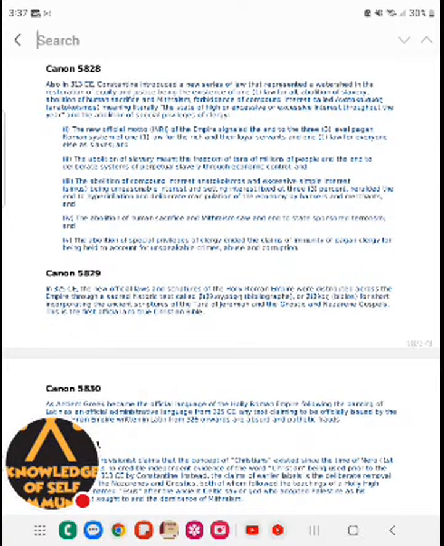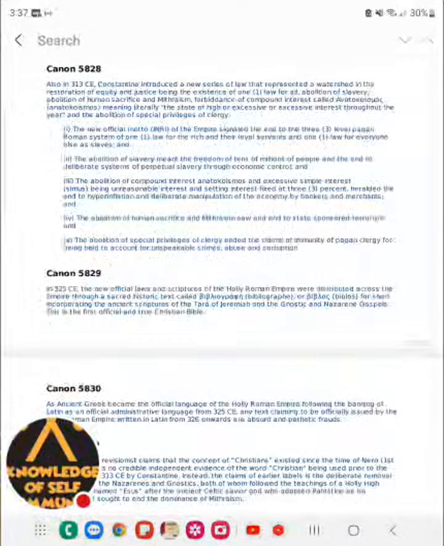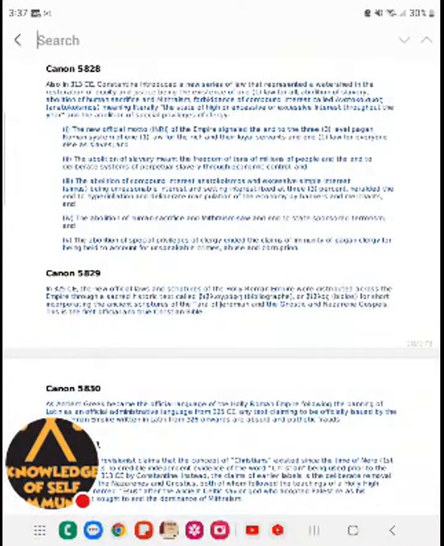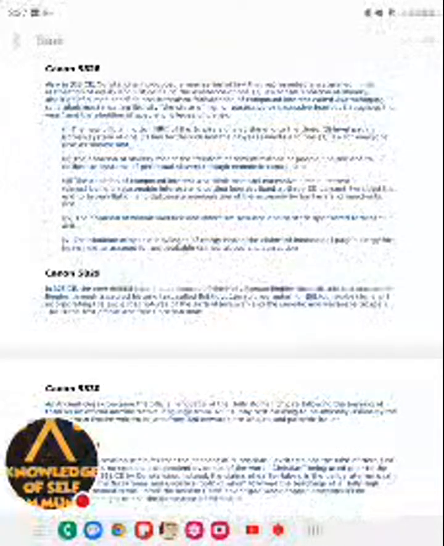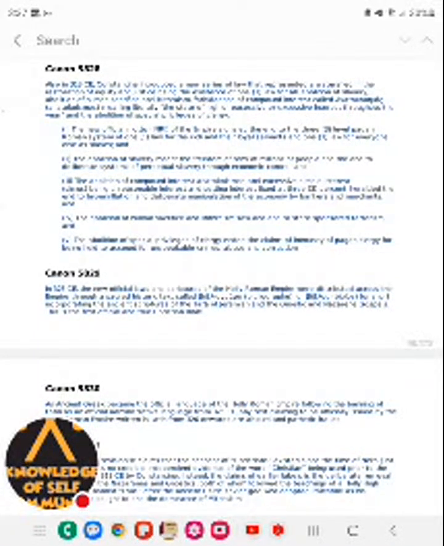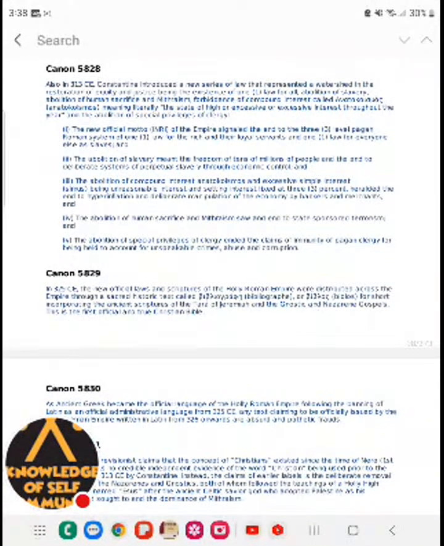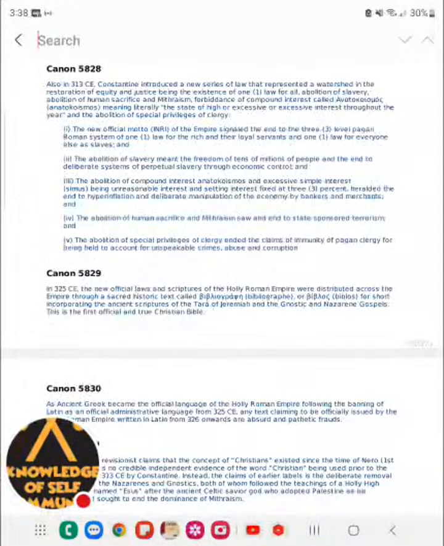Well, as we move forward, we got five things we want to keep in mind here. One, the new official motto, INRI, of the empire signaled the end to the three-level system of one law for the rich, everyone else as slaves. These are the three things that were ended. Number two, the abolition of slavery meant the freedom of tens of millions of people, and the end to deliberate systems of perpetual slavery, rule, finances, or economic control. This was all abolished in 313.